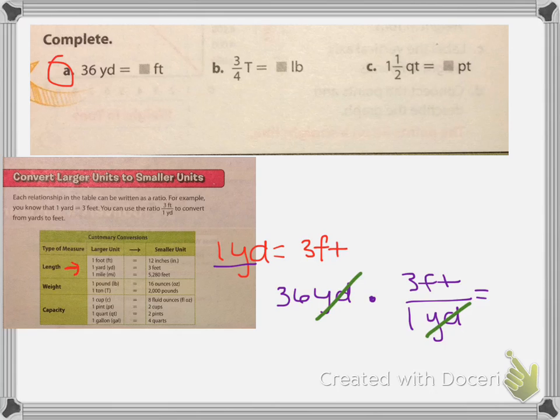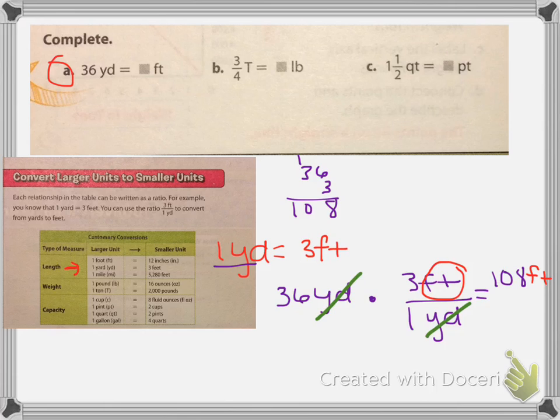Now we're left with 36 times 3, and that is going to give us, let's go ahead and just do the math out to the side. So that'll give us 108, and I want you to notice again that the only dimension you're left with here is feet, so it's 108 feet.